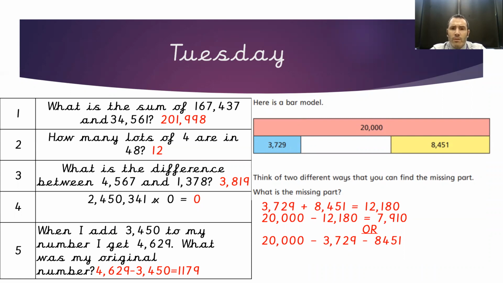The alternative method for doing this is to subtract one number first. In this case, I've done 3,729 subtracted from 20,000, and then to subtract the next number, 8,451, from the answer to that question. I would suggest that it would be easier to combine the parts that you know and do a single subtraction. It just reduces the chance of you making an error in your calculation.